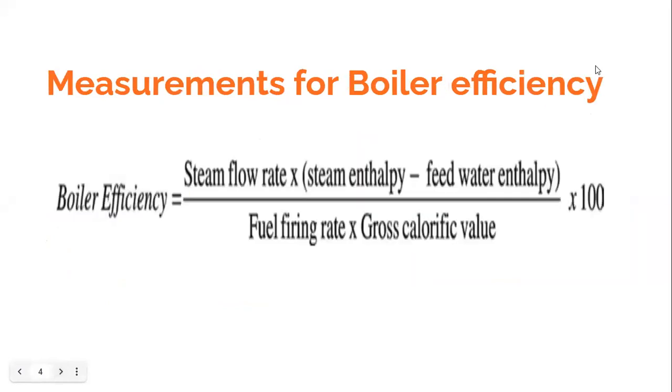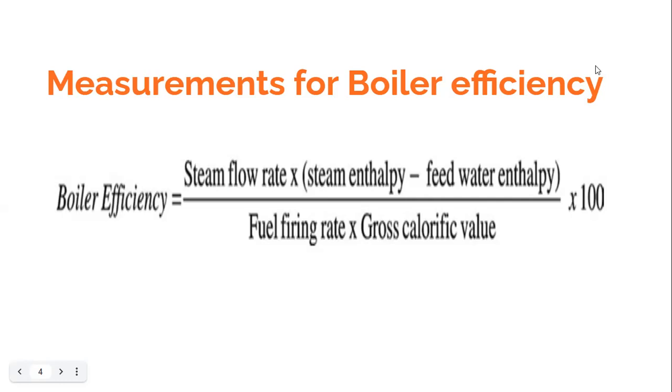We had seen that in the direct method, if you want to calculate the boiler efficiency, we need to take certain measurements. And we said that those measurements would depend upon the expression which we use for calculating the boiler efficiency by the direct method. So what was that expression? As you see over here, the boiler efficiency is the ratio of steam flow rate into the difference between the enthalpy of the steam and the feed water, upon the fuel consumption rate into the gross calorific value.